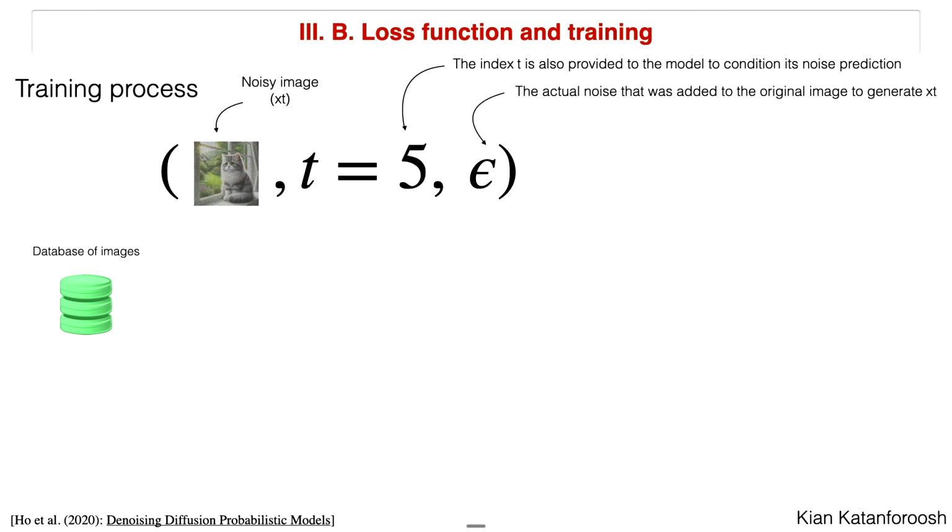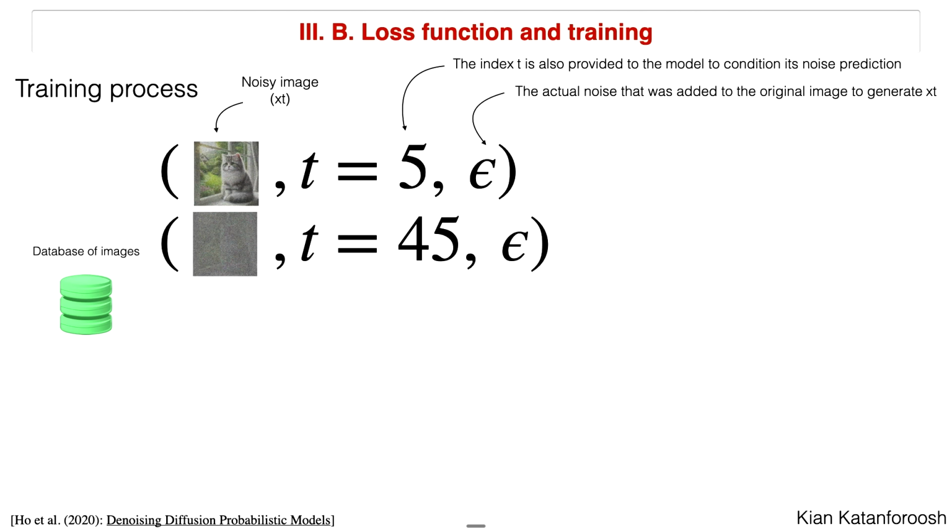Here's another example. You might have a picture of the same cat, but very noisy, way more noisy, 45 steps of noise added, and you also kept in memory the epsilon. That is the cumulative noise. That's not the same epsilon as above, by the way. I just used this for explanation, but each epsilon is different. It's equivalent to the noise that was added between x0 and x45 in this case.